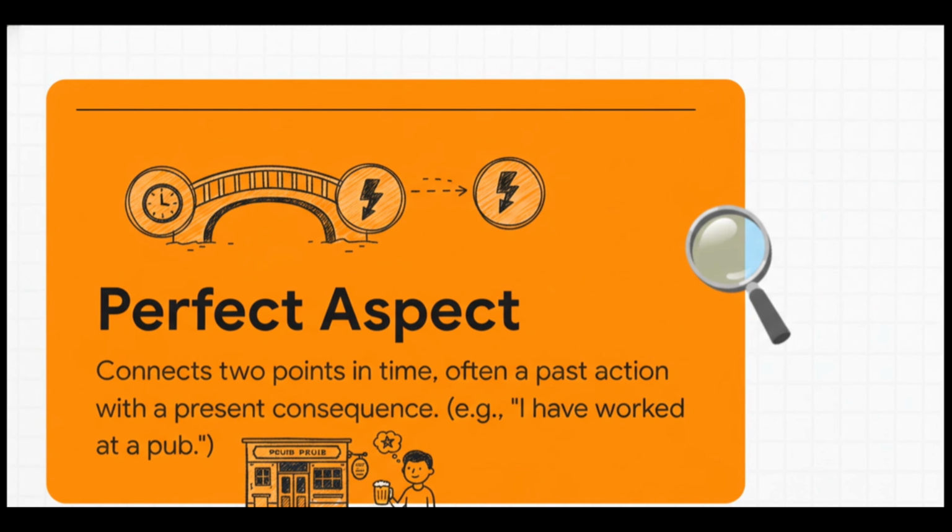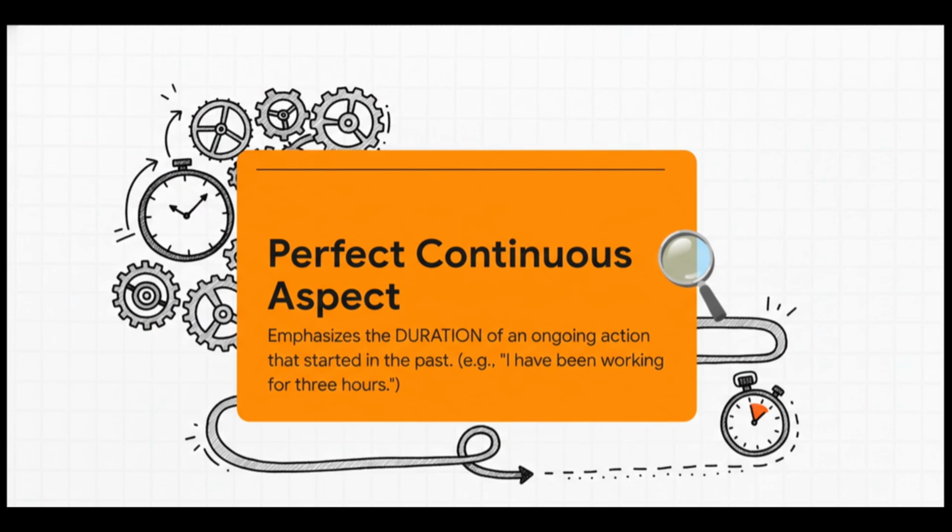Now, the perfect aspect is a little different. Think of it like a bridge. It connects two different points in time. Most of the time, it's talking about an action in the past that has some kind of relevance or result right now. So saying, I have worked at a pub isn't really about when I did it, it's about the experience that I have now because of it. And finally, we've got the perfect continuous. This one kind of combines the perfect aspect's connection to the present with that ongoing feeling from the continuous aspect. Its main job, its whole purpose, is to emphasize how long something has been happening. I have been working for 3 hours really puts all the focus on that 3-hour duration.